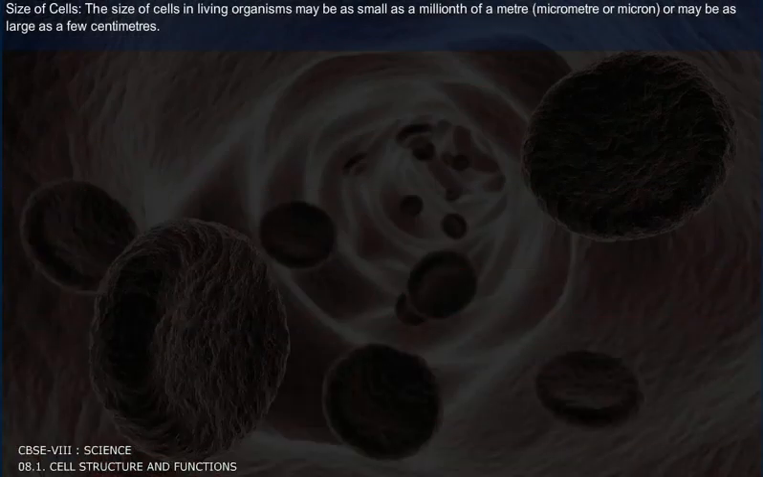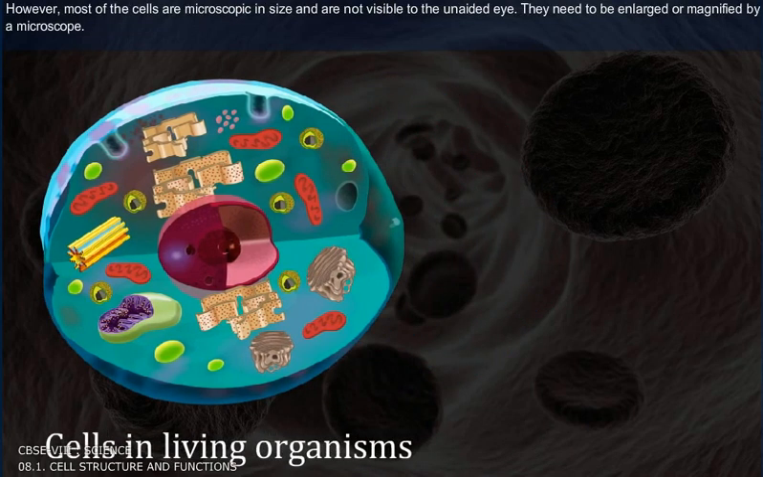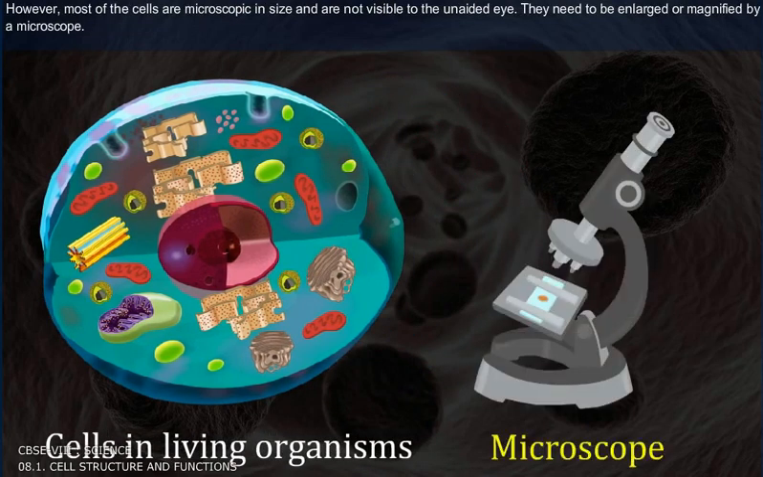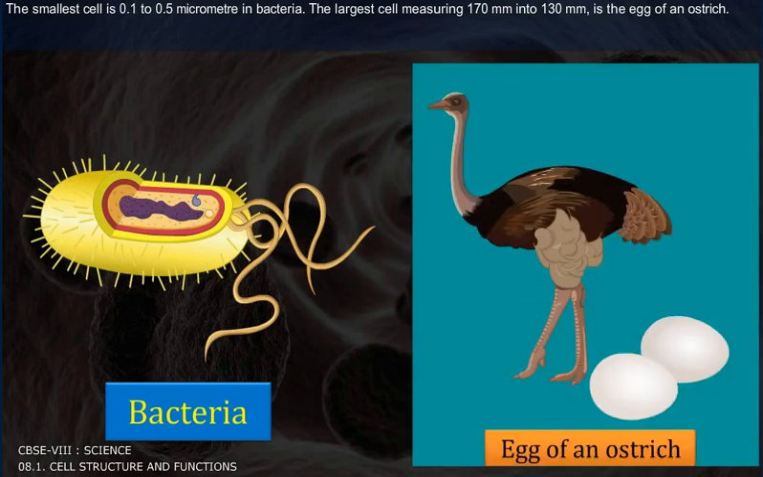Size of the cells. Size of the cells in living organisms may be as small as a millionth of a meter, micrometer, or micron, or may be as large as a few centimeters. However, most of the cells are microscopic in size and are not visible to the unaided eye. They need to be enlarged or magnified by a microscope. The smallest cell is of 0.1 to 0.5 micrometer in bacteria. The largest cell measuring 170 mm by 130 mm is the egg of an ostrich.